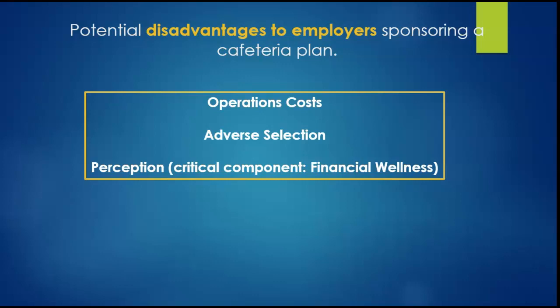So an employer has to be prepared to deal with negative reactions and criticisms from employees when establishing these cafeteria plans. Hint, hint, financial wellness is critical to that perception, because without proper communication, employees can view the cafeteria plan as a way for employers to pay them less. So again, this is where HDHPs and CDHPs really started to see some negative press, so to speak, because of the perception that the employers were just having to pay less for their healthcare coverage.